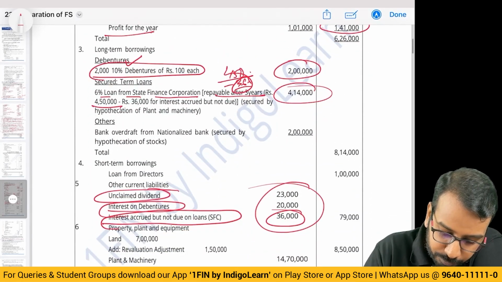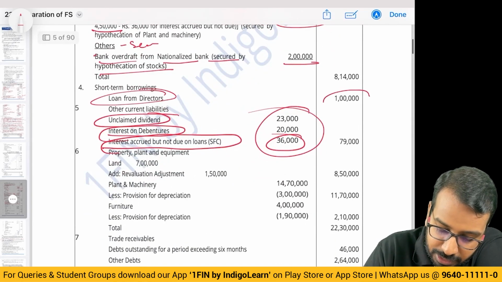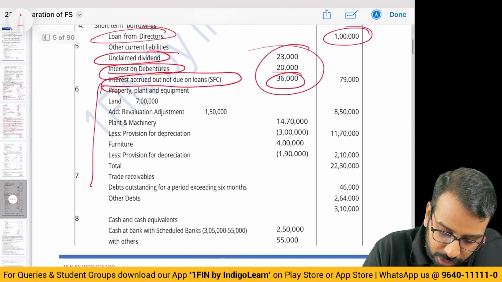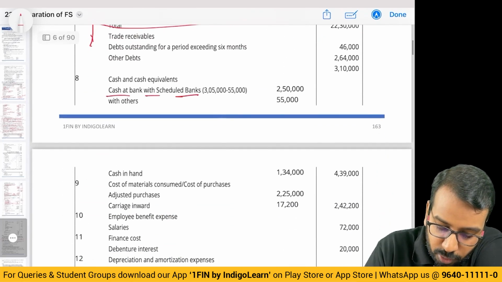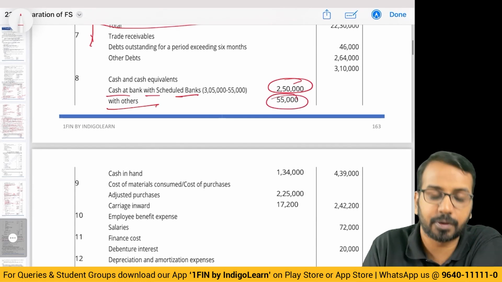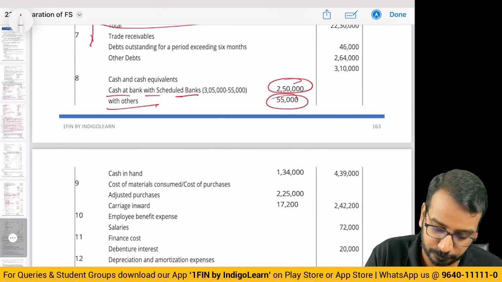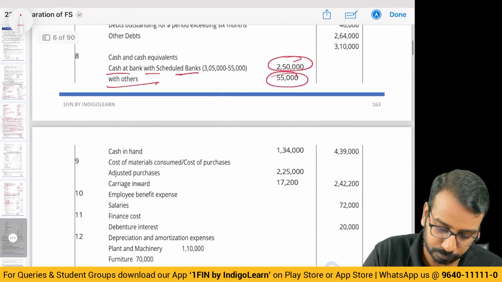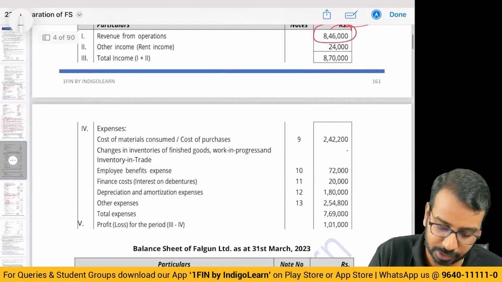Then others: bank overdraft from a nationalized bank, secured by hypothecation of stock, 2 lakhs. So secured term loan, other secured. Short-term borrowing: loan from directors, disclosed separately. PPE and all, this is a simple calculation we have already done. Cash at bank with scheduled bank, 2,50,000, with others, 55,000. So you have to give a breakup of what is there with scheduled banks and what is there with other banks. Okay, that is done. Then coming to the income statement.